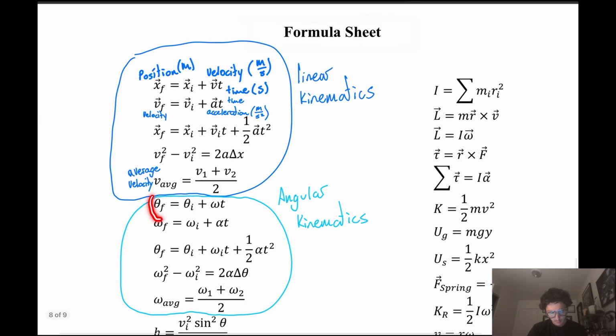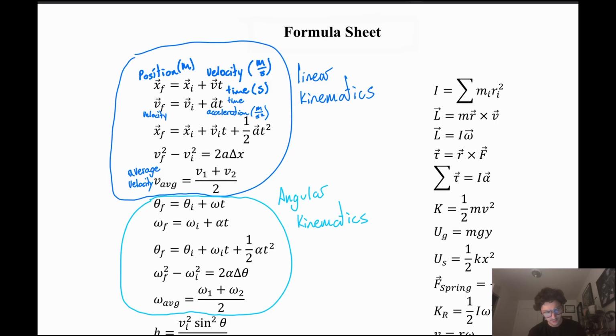Or if they tell you, okay, we start at theta equals 0 and we rotate the wheel 375 degrees, so like a little bit more than a full turn. This happens after 20 seconds. What is the angular velocity of this thing?